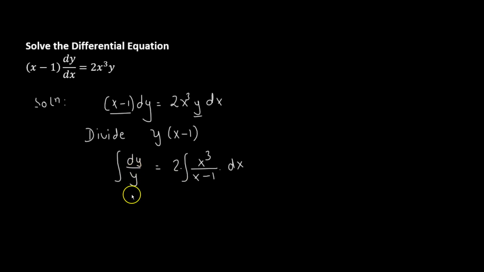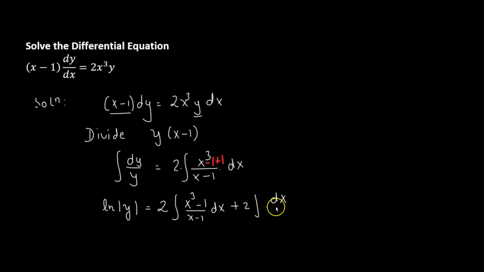So the integration of dy over y is pretty simple and straightforward. That will be natural log of y equals 2 times... Now we need to integrate x cubed over x minus 1. So we'll use a trick here. In the numerator, we have x cubed, which can be written as x cubed minus 1 plus 1. So we now have 2 times the integration of x cubed minus 1 over x minus 1 times dx, plus 2 times the integration of dx over x minus 1.